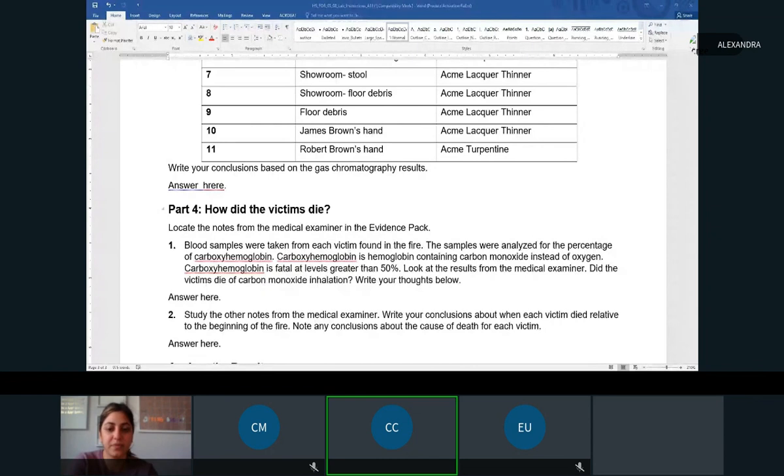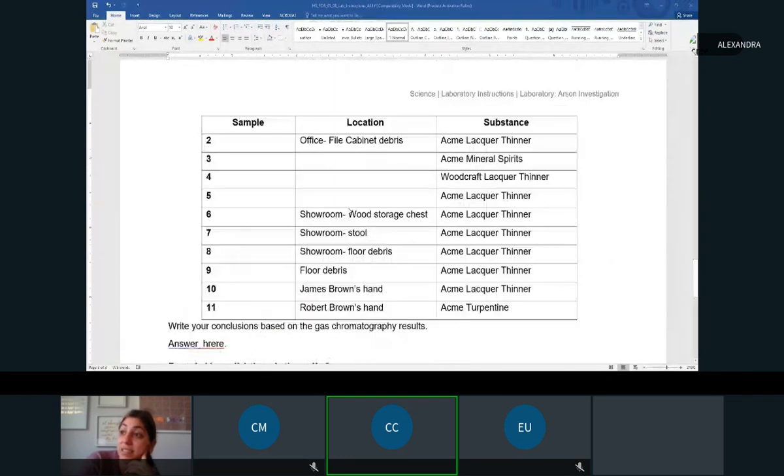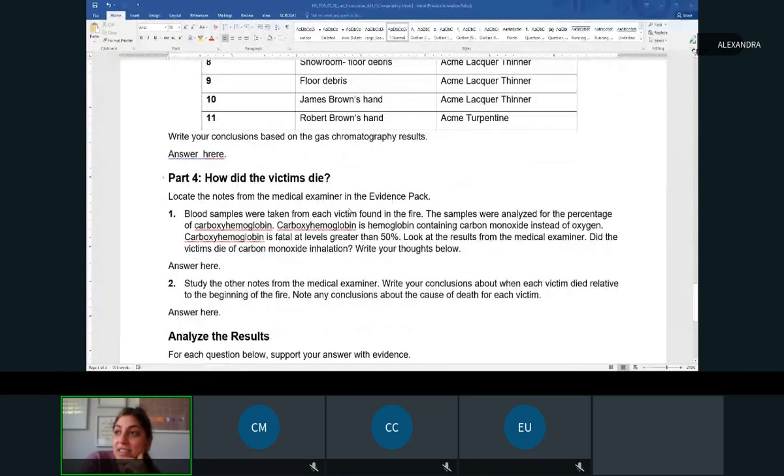Oh, okay. So the floor debris samples were mostly the Acme lacquer thinner, which means that was probably used as an accelerant. And James Brown had it on his hand, so he could be a suspect. Robert Brown, even though his alibi isn't that great, didn't have the lacquer thinner on his hands. He had turpentine on his hands, so he was probably doing something else. Great. Any other thoughts before we move into the next couple parts?